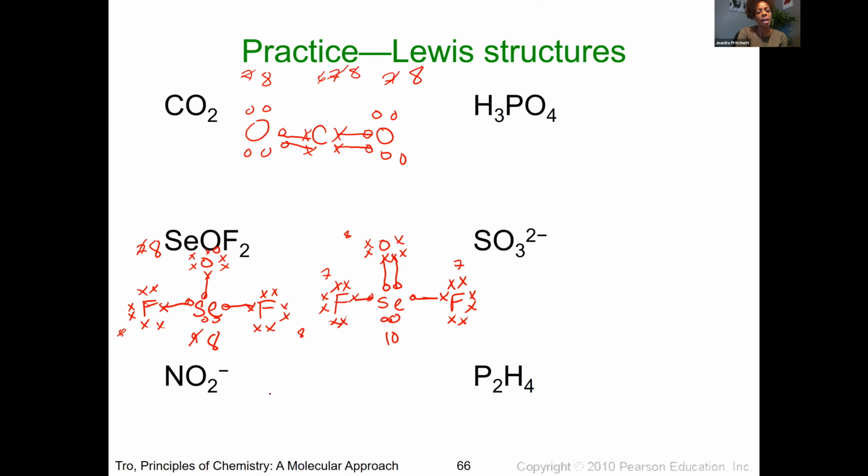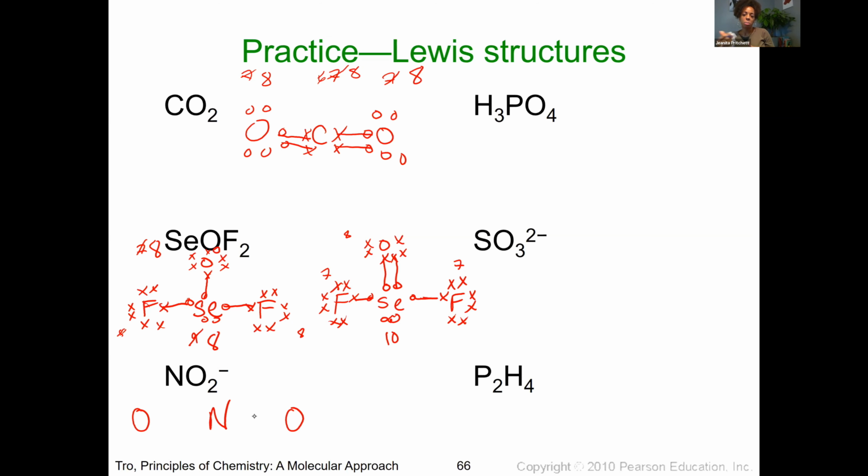So for NO2 minus, who would go in the center? That would be our nitrogen, furthest from the oxygen, from the fluorine, excuse me. And then we're going to put our oxygen symmetrically around it. Now, we haven't dealt with a charged species before in this material. However, we treat it just like we've seen it before.